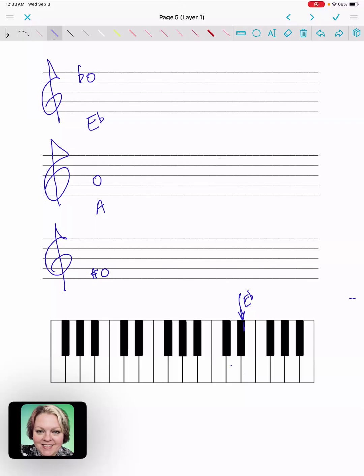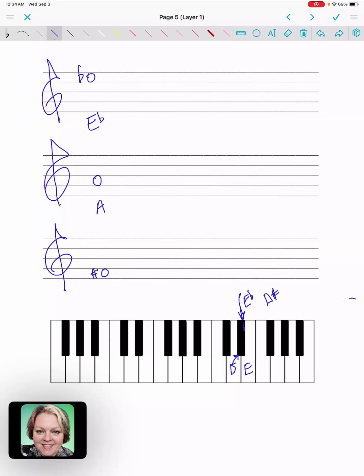All right, we kind of draw around it. We know it's already called E flat, right? It's to the left of the E, but it's also to the right of the D. So you could call it D sharp. Then this is where it gets tricky. It's like, well, what else can I call it?